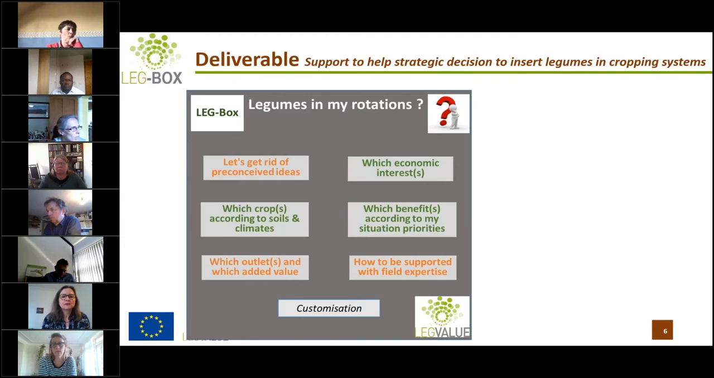So you see that this tool is based on 6 modules, which address 6 types of questions. The first section aims to get rid of preconceived ideas about legumes by sharing updated knowledge and farmers' testimony. The next one is devoted to making people understand better the economic benefit of inserting a new legume crop in a given rotation. Then the 2 other modules help to choose, within the range of possibilities for the user's specific situation, which crops according to the soil and climates, and which benefits according to my priorities in my situation.